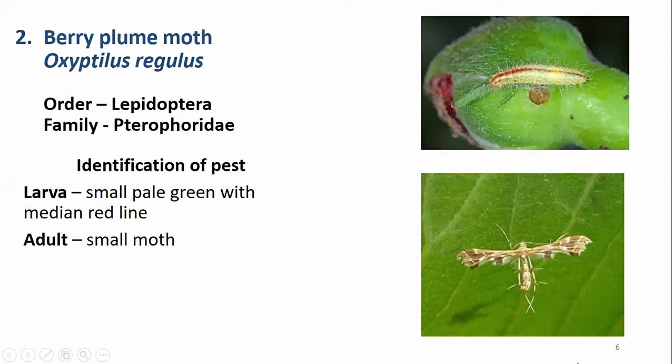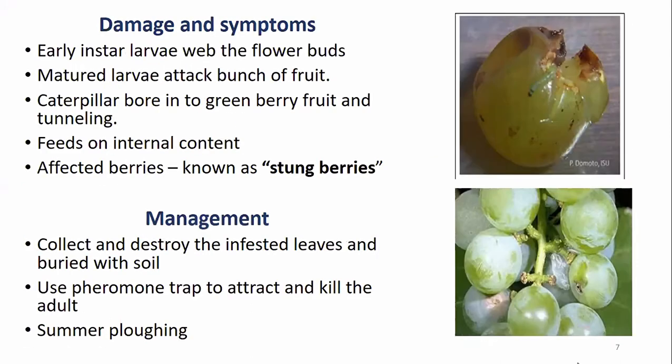Let's see the damage and symptoms. The early instar larva webs the flower buds. Then the mature larva affects the bunch of fruit. The caterpillar bores into the green fruit, makes a tunnel and feeds on the internal contents of the fruit. So affected berries are known as stung berries. Here you see the stung berries and the tunnel inside the fruit.